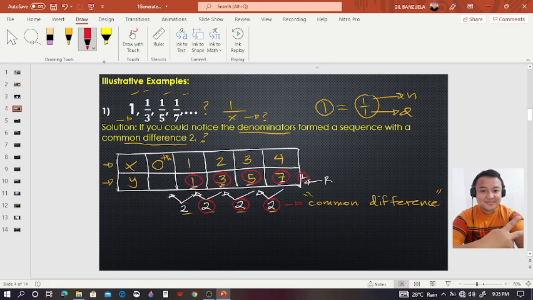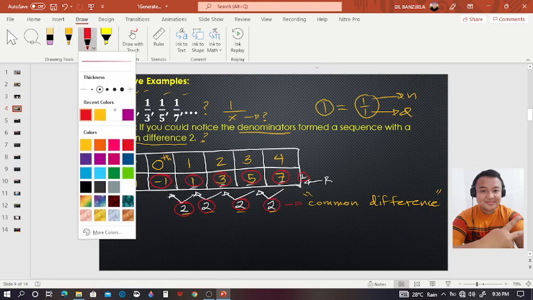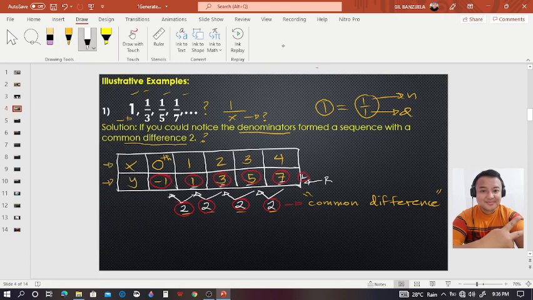So, basically, that's what we are going to do to get the 0th term. Alright? So, 1 minus 2 will give us negative 1. And therefore, that is our 0th term. Now, here's the thing. Ito na yun, guys. So, itong ating common difference, guys, will play a role of the slope of the line, M, and our 0th term will play the role of the y-intercept, B.